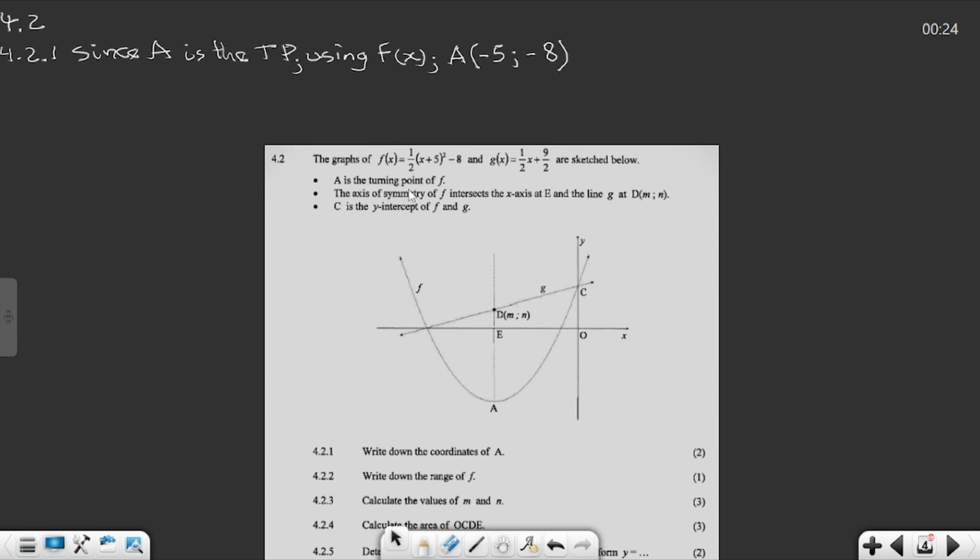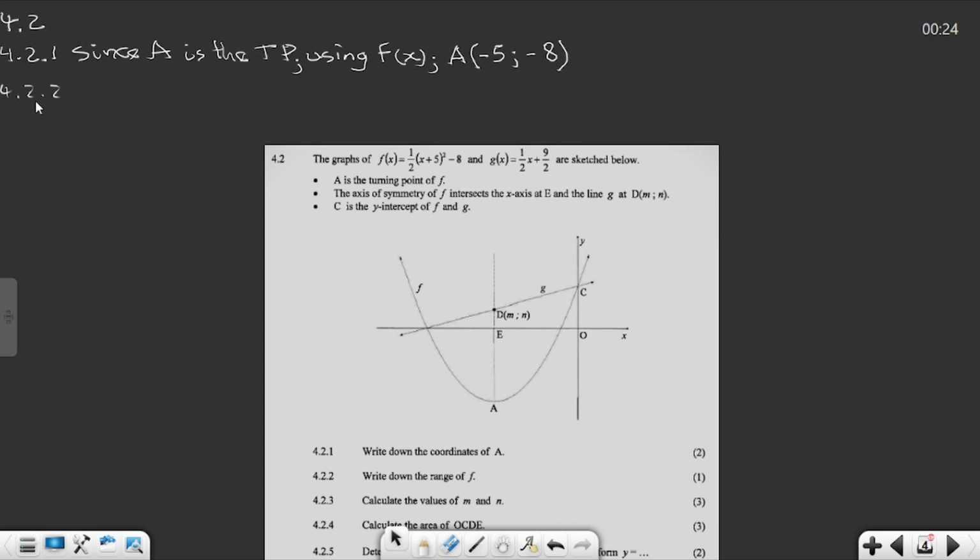You can see they told you that A is the turning point. Now, question 4.2.2. Write down the range of f. So the range of this function f. You have f there. Can you see? You need to write the range. You know the range is found on the y-axis.